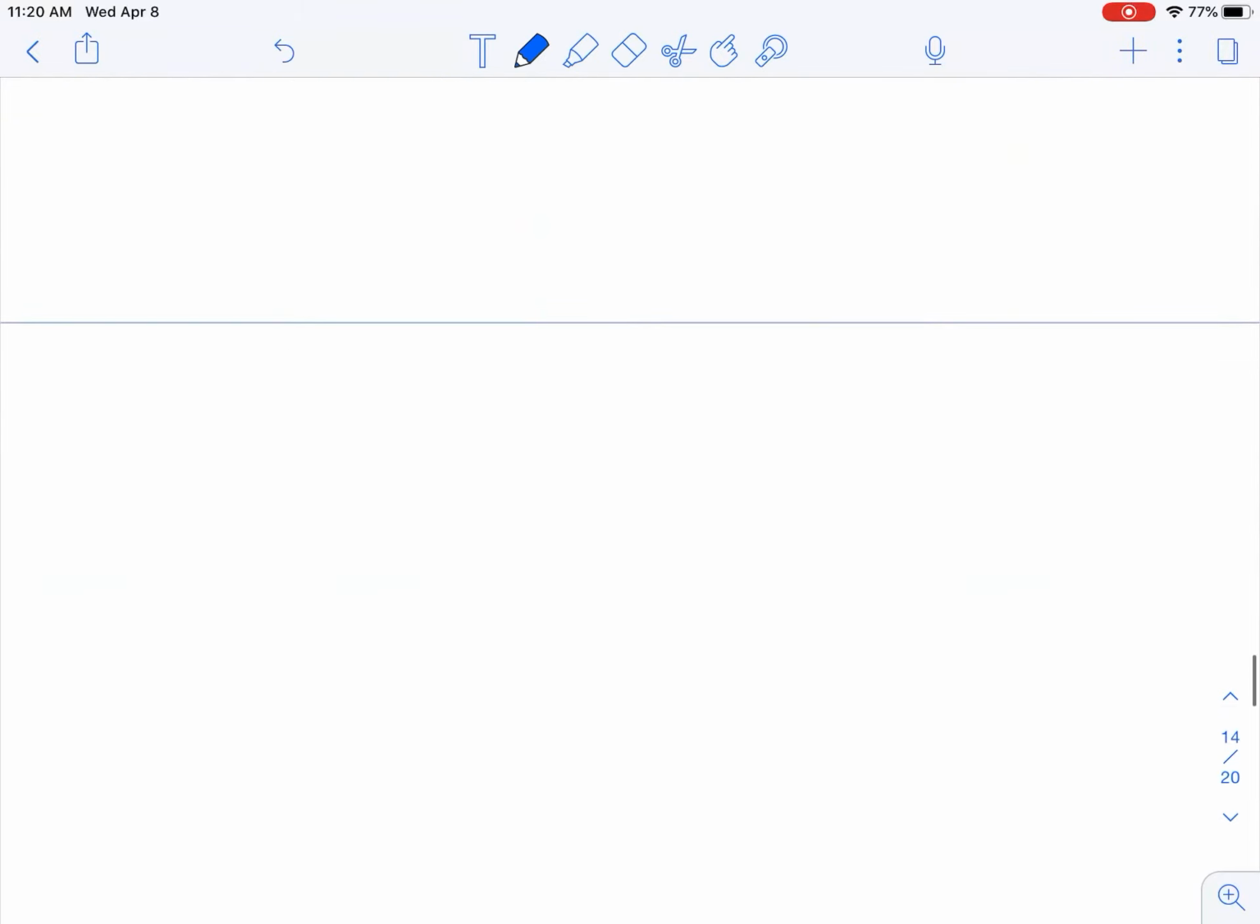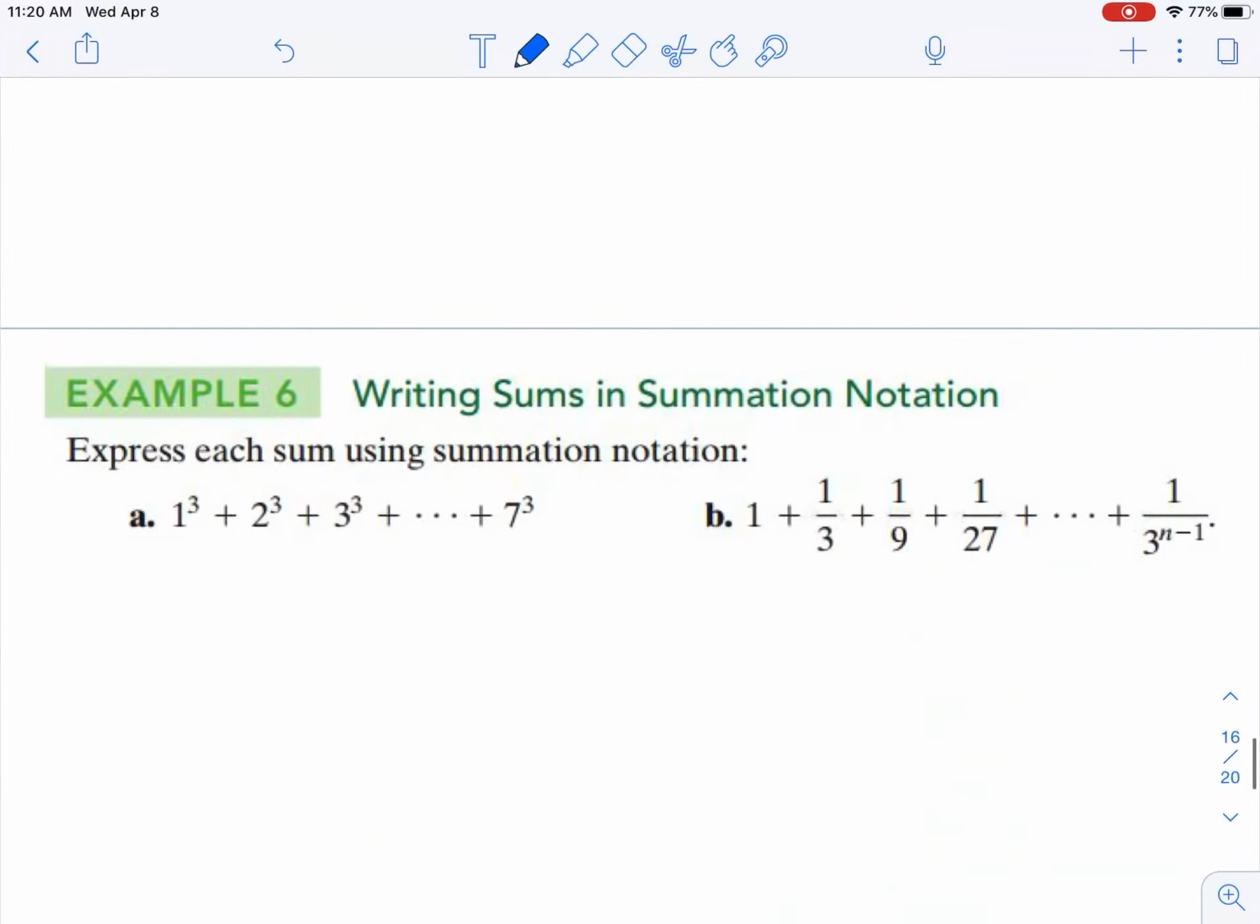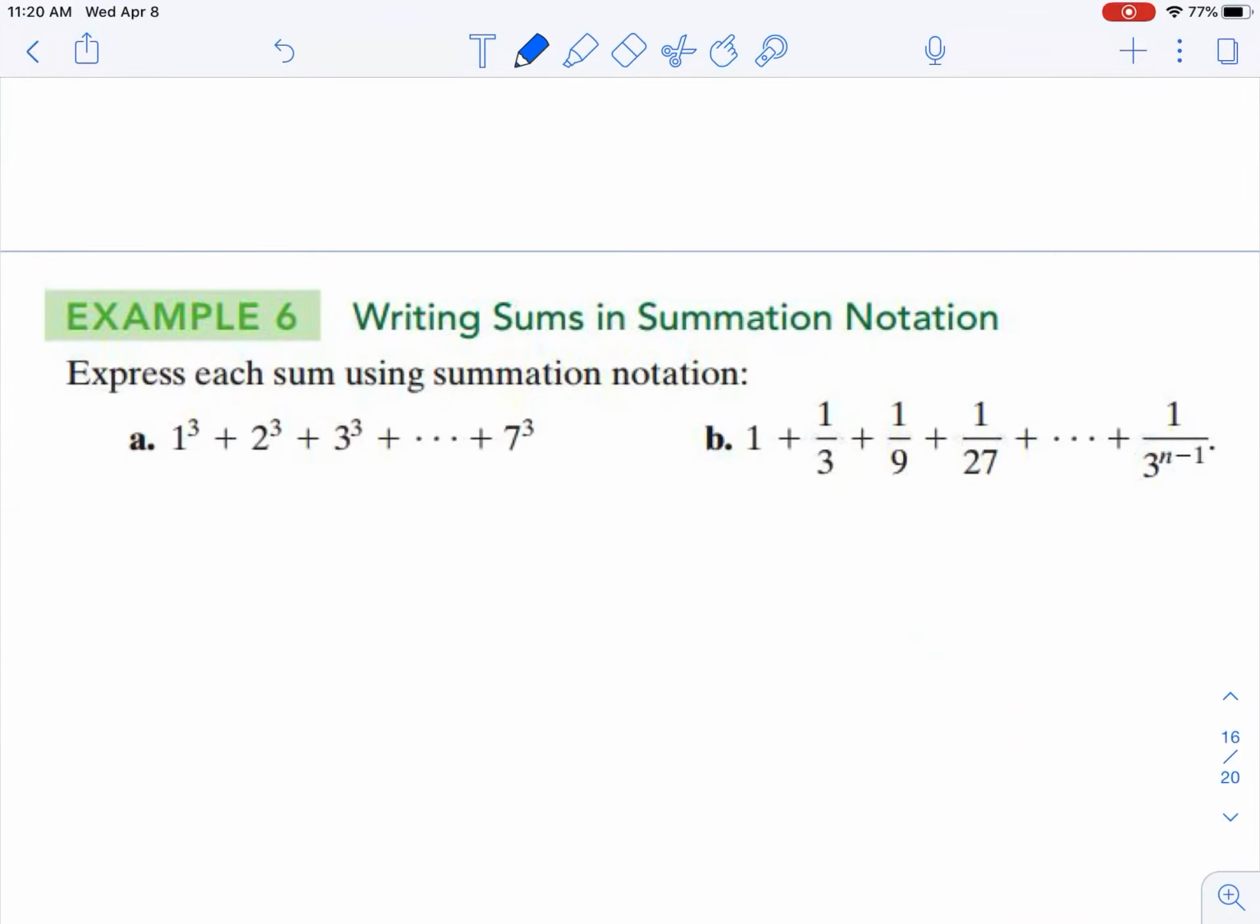All right. The next thing I wanted to do is we're going to go ahead and take a look at example 6. This now, we're going to be going backwards. Okay, we're going to be writing out our sum. We're going to write out our sum i equals all the way to whatever our final term is, and then we have to write our equation off to the side.